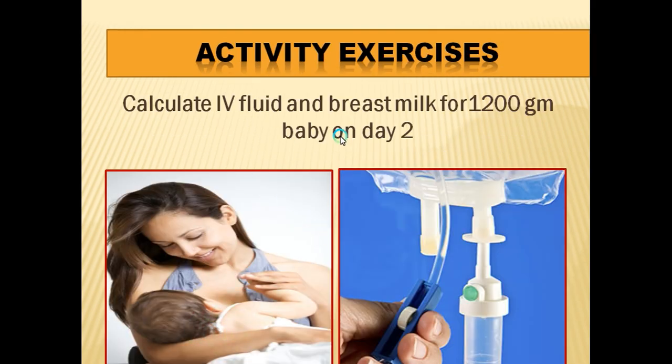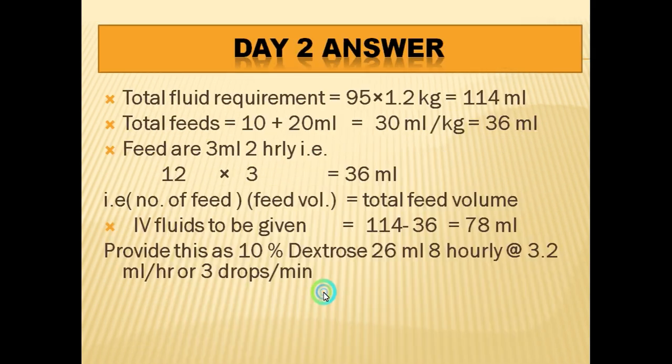Now the same baby on day 2. For day 2 this baby requires 95 ml per kg, and the fluid requirement is 114 ml. Now 10 ml was given on day 1. The baby has tolerated, so we give an increment of 20 ml. So 10 plus 20 is now 30 ml per kg. We will give 30 ml per kg into 1.2, so that way we get 36 ml.